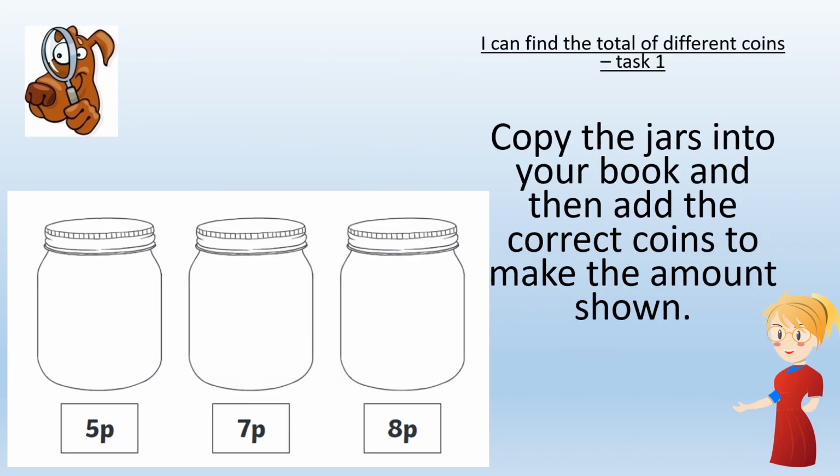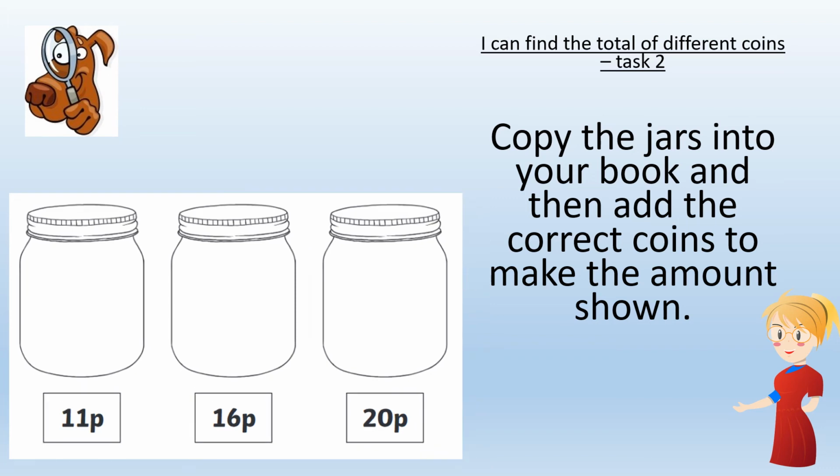Task 1. Copy the jars into your book and then add the correct coins into them to make the amount shown. There is more than one way that you can do each one, but try and use the fewest or the least number of coins that you can. We have 5p, 7p and 8p. Pause the video now so you can complete task 1.